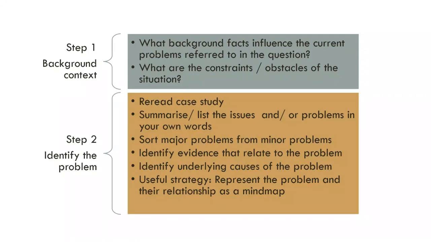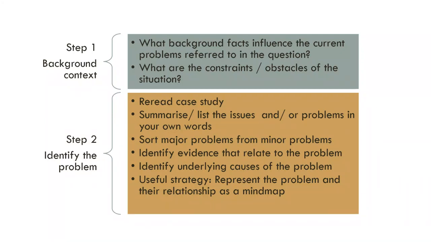Some information might be irrelevant. You can discard that. So, what background facts influence the current problems referred to in the question? Remember, when you're reading a case study now, firstly, read it, identify the problem. Next, look at what is the background, or what is the context? What's happening in the background that's influencing this particular problem? What are the constraints or the obstacles of the situation? That is the background.